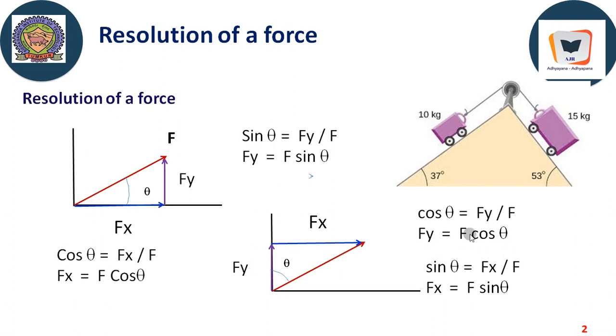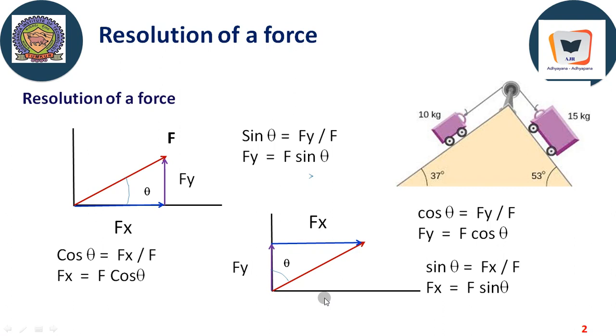Vertical component will come with cos theta, and horizontal component will come with sin theta. To remember this very easily, we will get the component in terms of cos theta, the component which is attached to theta. Here it happens to be horizontal, here it happens to be vertical. Therefore, the other component will be followed by sin theta.